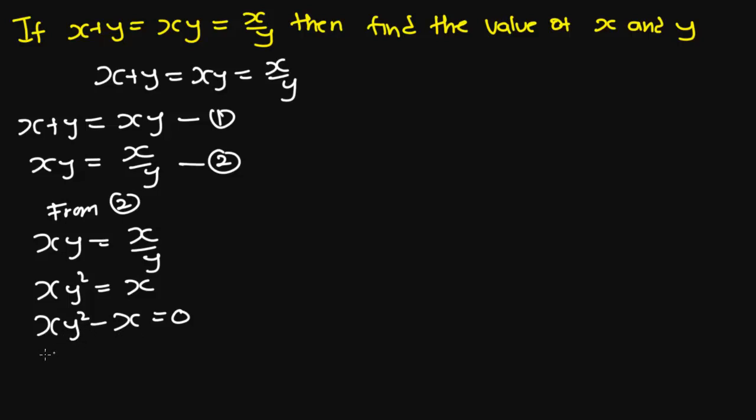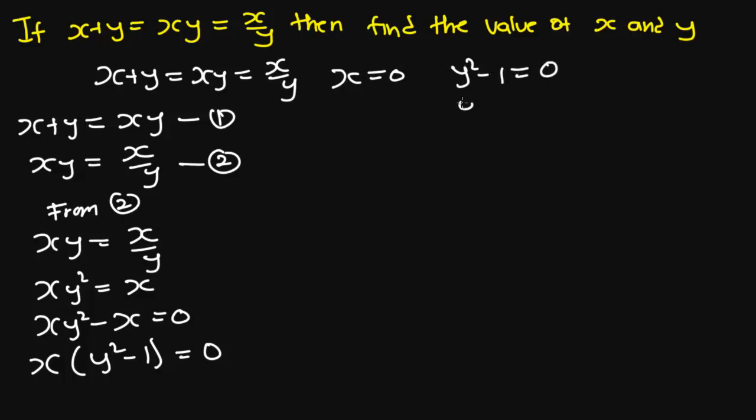When we do that, we are going to have x out, leaving y squared minus 1 is equal to 0. And from here we can equate this term to 0 and this also to 0. So we are going to have x equal to 0 or y squared minus 1 equal to 0. From here we have y squared is equal to 1. So let's go ahead and take the square root of both sides. We are going to have y equal to plus or minus the square root of 1, which is plus or minus 1.